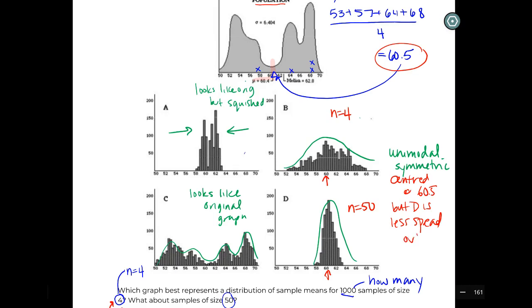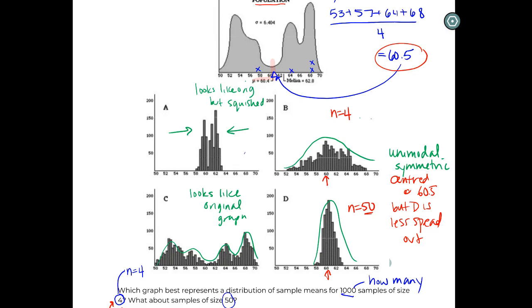Because as we grab more and more dice or more and more test scores out of here, it's harder and harder to get values in these areas, because that would require me grabbing 50-ish test scores that are in that area, right? As we're taking an average, it's harder and harder to get further away.